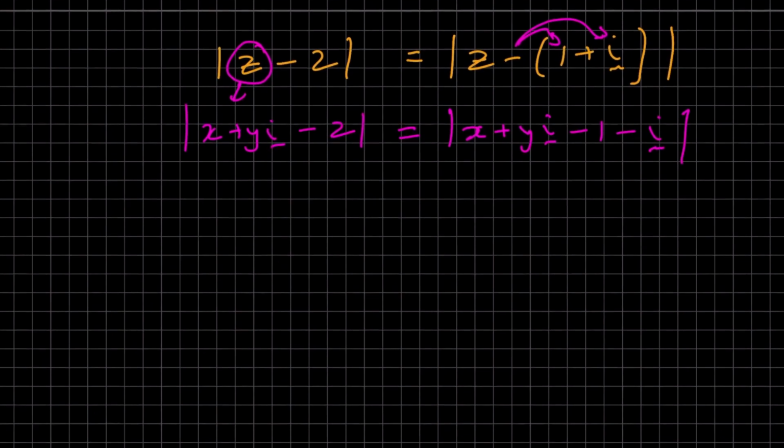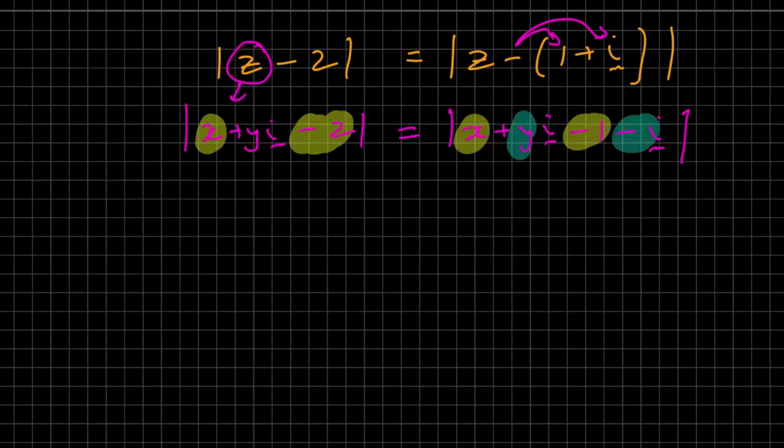Okay. Again, we can group the imaginary and the real parts of our complex number. So I'm going to group this x and minus 2, and I will group this x and minus 1, and we will be grouping this y and this imaginary number, minus 1. So we've got the modulus of x minus 2 plus yi equals the modulus of x minus 1 plus y minus 1i.